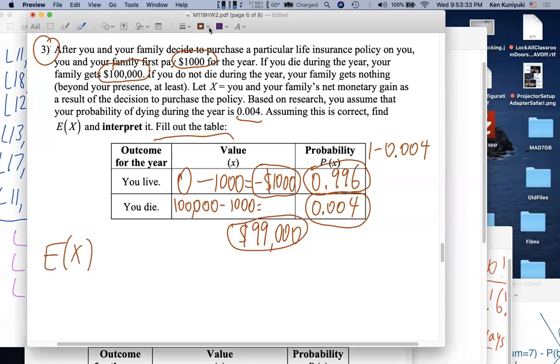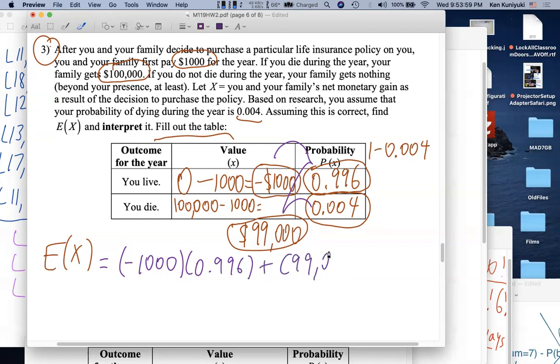Now how do you do E of X? Expected value. That is the zigzag. Basically it's this times this plus this times this. There are different orders you can do it in. I'm going to ignore the unit for now. It's negative 1,000 times 0.996 plus 99,000 times 0.004. By the way, one shortcut, although the table didn't suggest this, was that you could have had $0 and $100,000, work it out, and then subtract the $1,000 at the end. But I want to do this to demonstrate the zigzag.